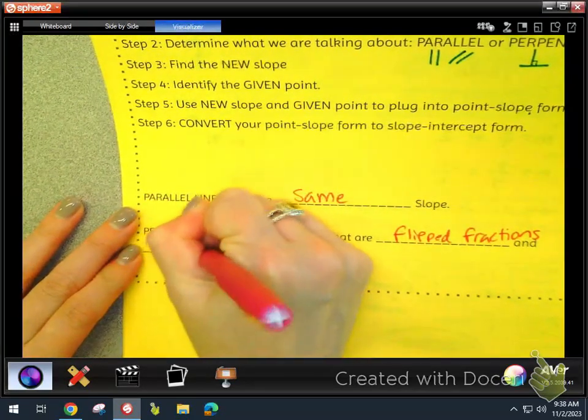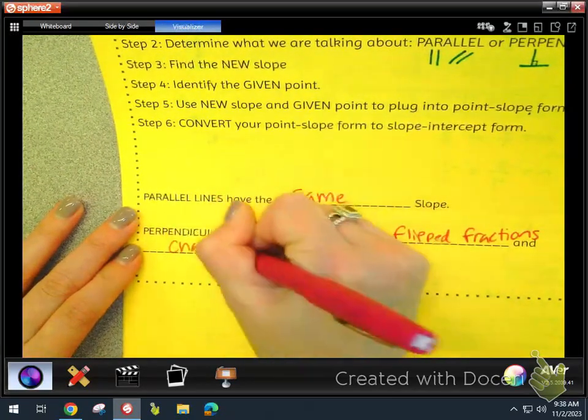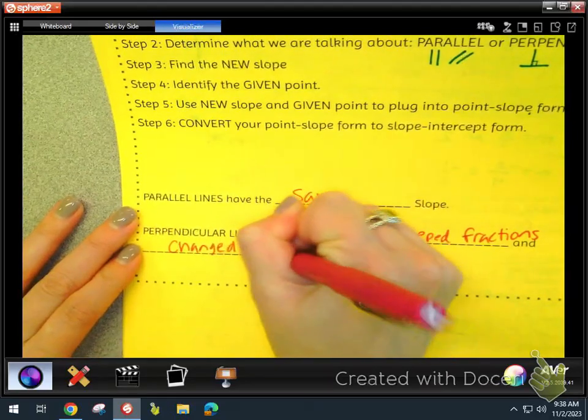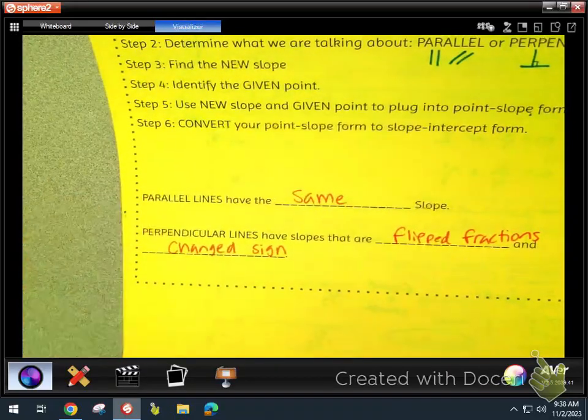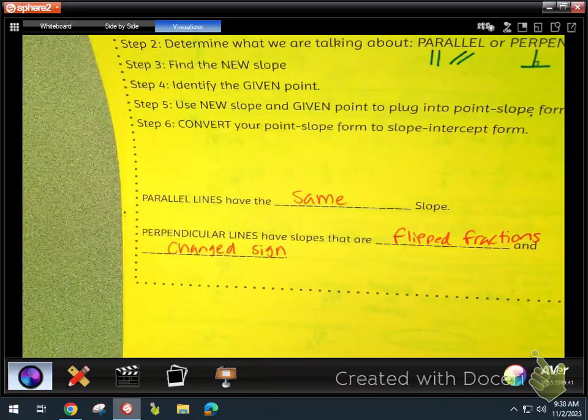And change sign. If you said opposite reciprocal, totally fine. That is the more formal, mathy way. Okay? Opposite reciprocals. You sound super smart talking about that. All right, so let's see these in action.